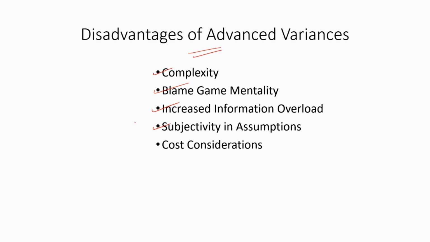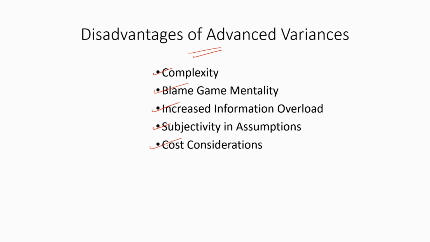Subjectivity in assumptions. Advanced variance analysis often involves making assumptions and estimates to isolate specific components of variances. These assumptions can introduce subjectivity and bias into the analysis, potentially impacting the accuracy and reliability of the results. It is essential to exercise care in setting assumptions and ensuring they are reasonable and supported by relevant data.